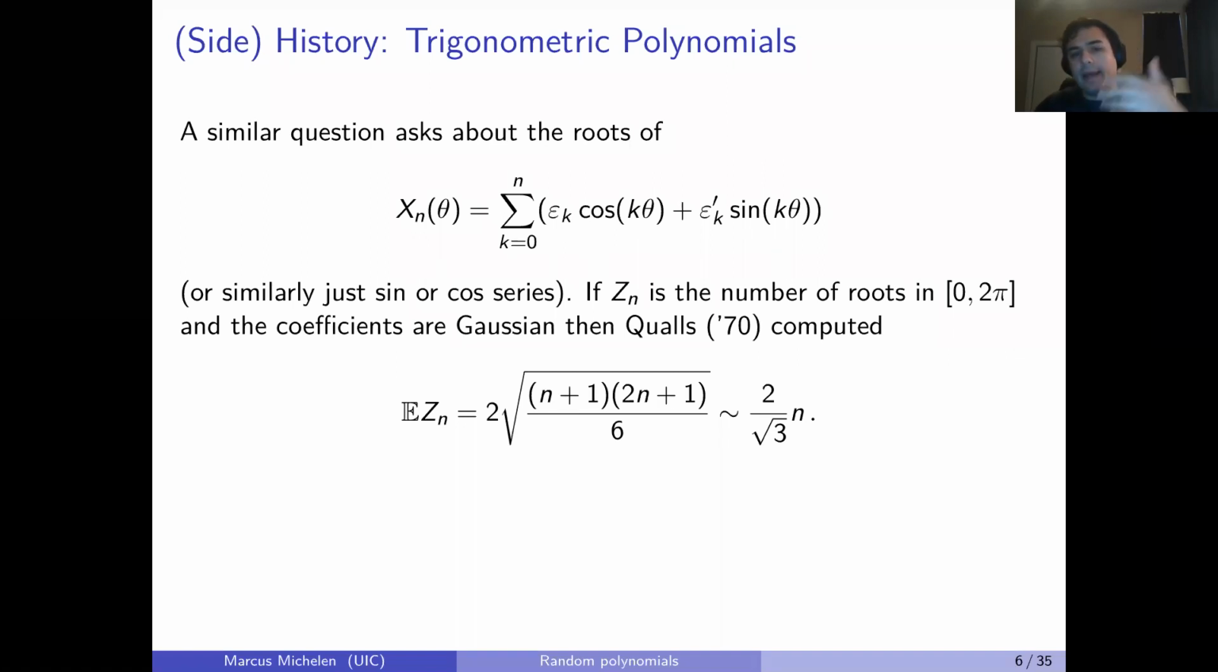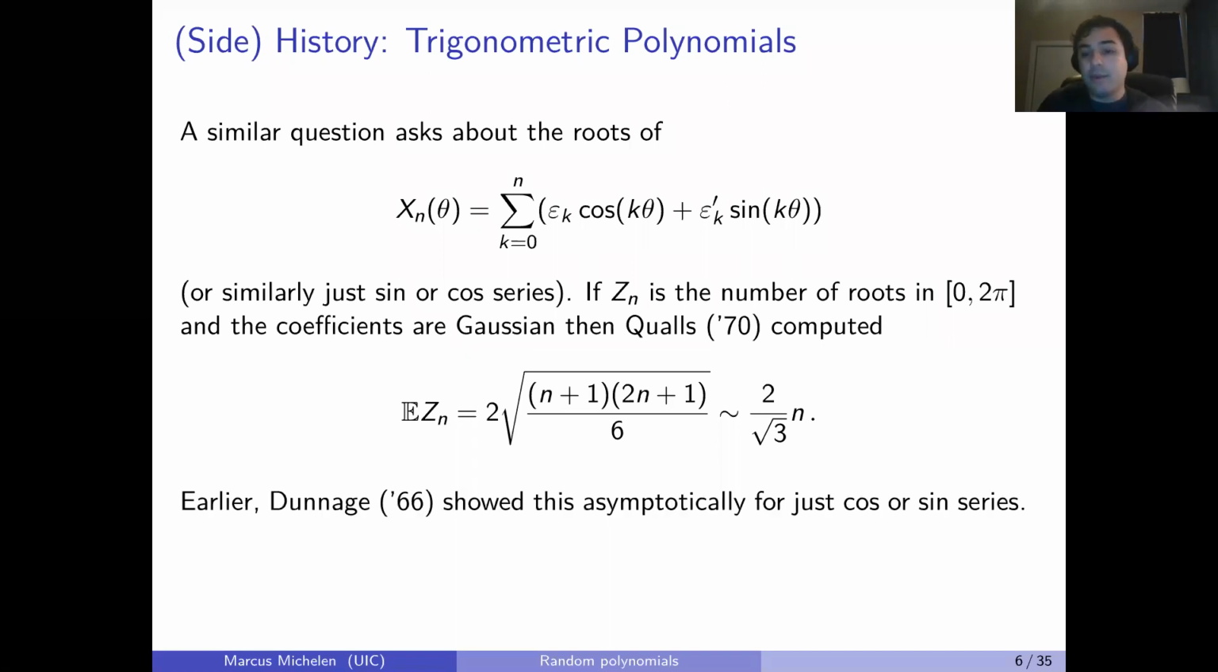So now, having both the cosine and the sine is nice. You end up getting something that's stationary. So if I replace theta with theta plus h, I get something with the same distribution. But if I just look at the cosine or sine series, Dunnage, so this was earlier, proved the same asymptotic equality for the expected value for the number of roots. So for a random trigonometric polynomial, you have on the order of n roots. And we'll discuss later on how you might show this identity that Qualls has here.